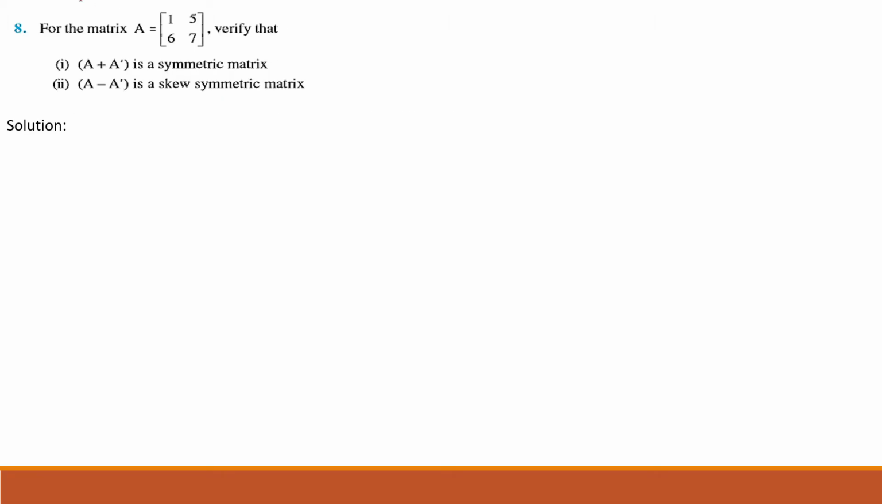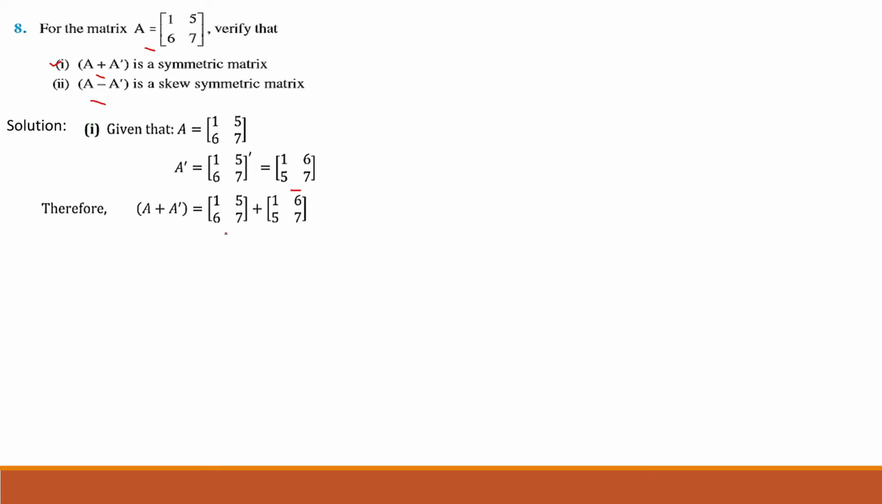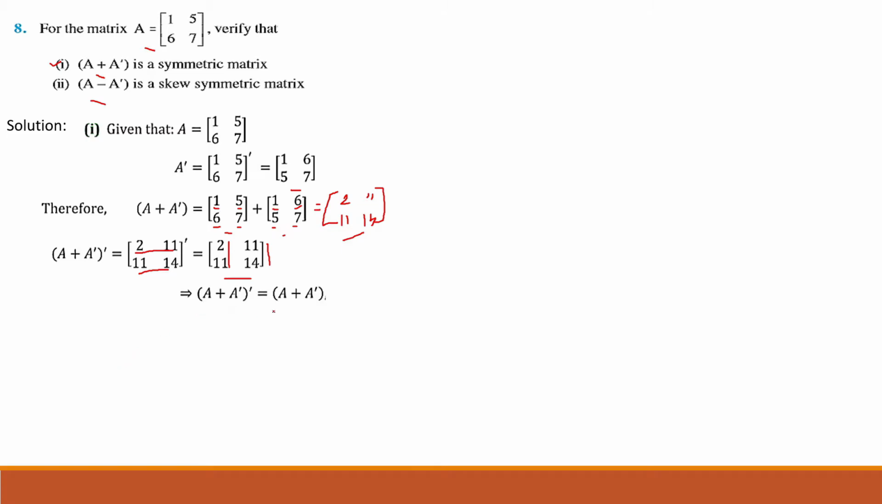And in the 8th problem, we have to verify that for matrix A, first A plus A dash is a symmetric matrix and A minus A dash is a skew symmetric matrix. So quickly we will find the transpose of matrix A and we will add these two matrices: 1 plus 1 is 2, 5 plus 6 is 11, 6 plus 5 again 11 and 7 plus 7 is 14. So its transpose will be 2 11 as the first column and 11 14 as the second column. So this is nothing but A plus A dash. We can clearly see that A plus A dash, the whole transpose, is equal to A plus A dash only. So hence it is verified that A plus A transpose is a symmetric matrix.